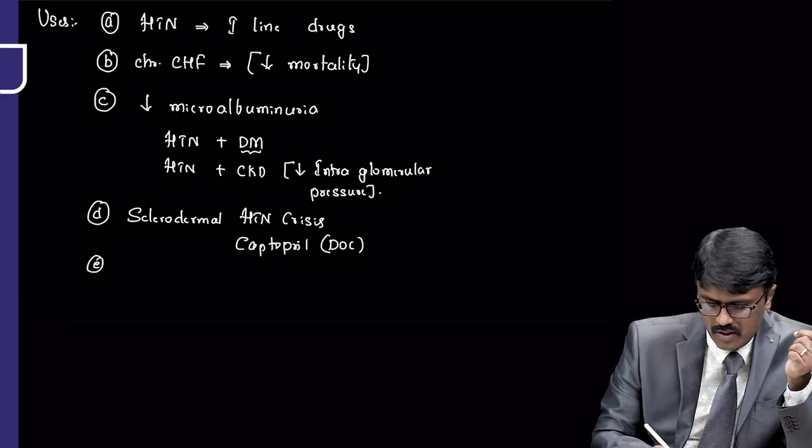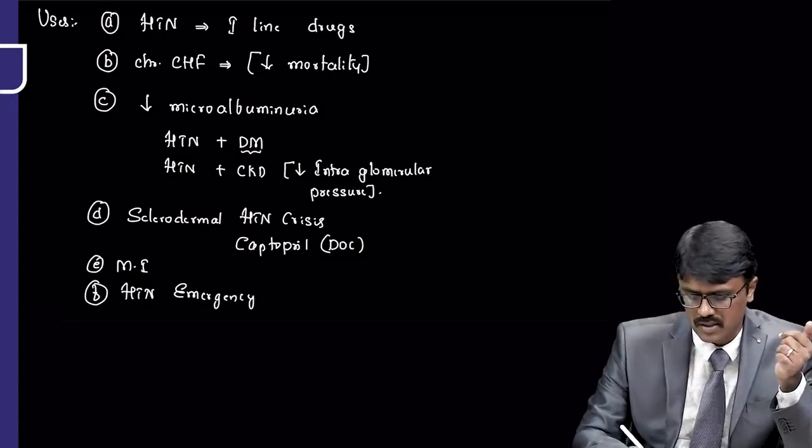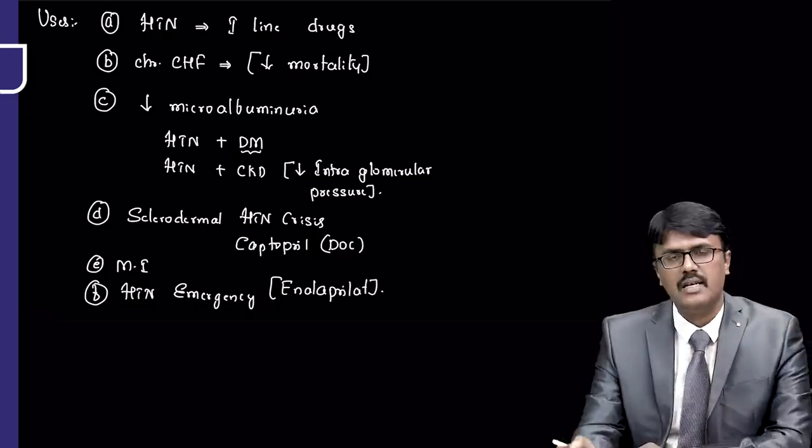Now these are also used during MI and they are used in hypertensive emergency. So what is the drug which is preferred in hypertensive emergency? The name is enalaprilat.